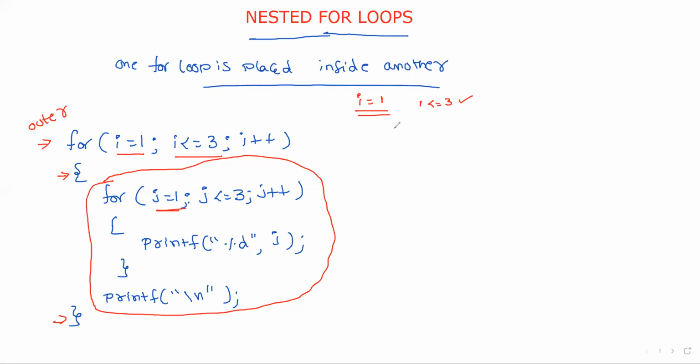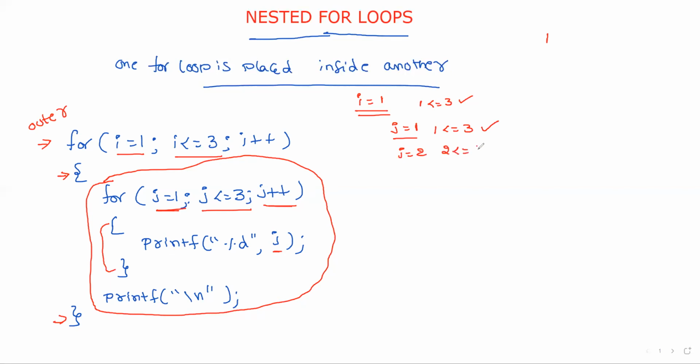j = 1. Inside the for loop, j = 1, 1 <= 3. Condition is true. Inside the loop, printf("%d", j). What is the j value? 1. 1 is printed. Now after the body, then what to do? We are moving into updation. Why? Because we are inside the loop. Only if the condition fails do we come out of the loop. But here the condition has not failed. So j++ and the j value becomes 2.